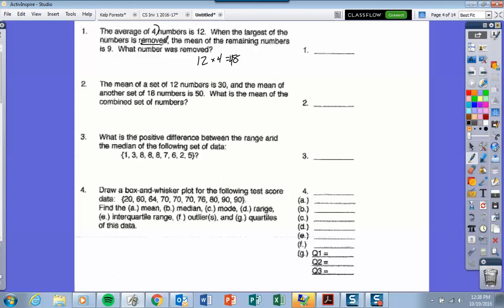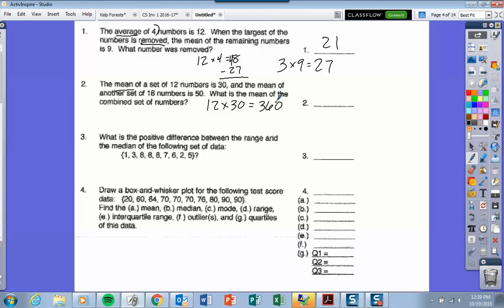Now I'm removing a number, which means I really have 3 numbers. With an average of 9, I'm going to go 3 times 9, because the sum of those numbers was 27. Now, to find out what number was removed, I'm going to subtract 48 minus 27, and I see that 21 was removed. The mean is the same thing as the average, so the mean of a set of 12 numbers is 30, so I'm going to go 12 times 30, which gives me 360.